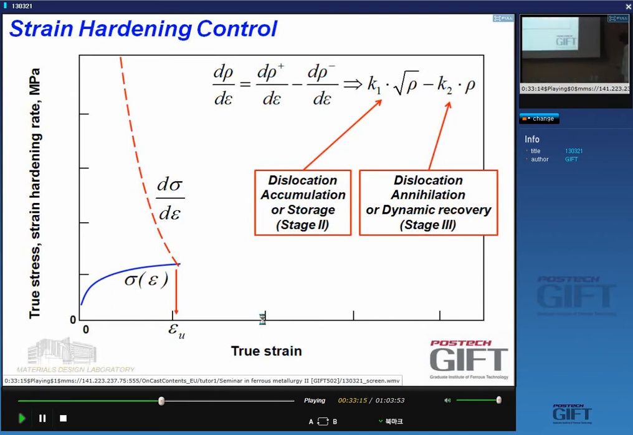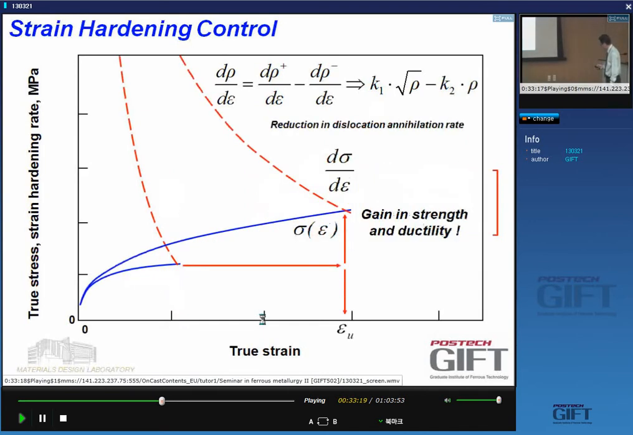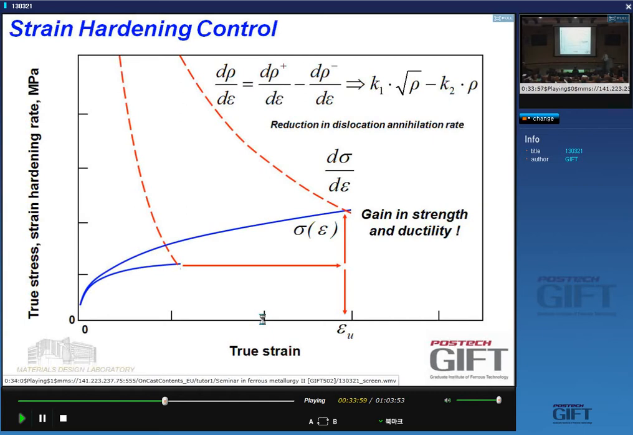in the strain hardening. So what happens if I manage the situation such that I have a reduction in the dislocation annihilation rate, for instance, with strain or with increasing stress? I can have this happening to my blue curve and this happening to the strain hardening. In other words, I gain strength and ductility, yes? Which is something that doesn't happen when you go into very tiny grain sizes in a single phased material. It just doesn't work because you cannot increase this. So how do we do this?